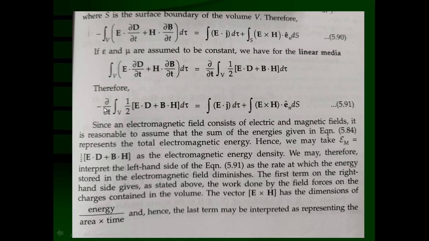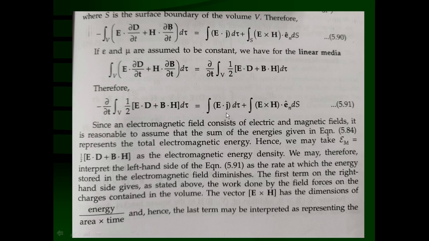Here, minus ∂/∂t means the time rate at which some quantity is decreasing. That means the electromagnetic energy in a volume V decreases per unit time. Where does that energy go? Part of the energy is utilized for work done by the field forces on a charge distribution inside the volume every second, plus energy that flows out of the boundary per unit time.